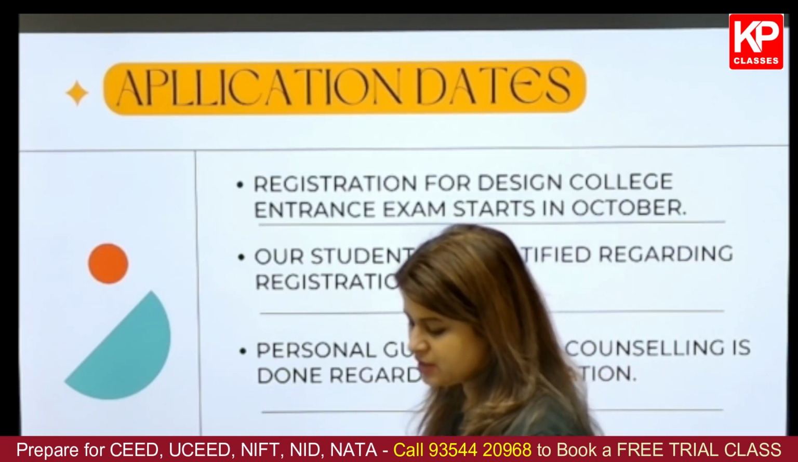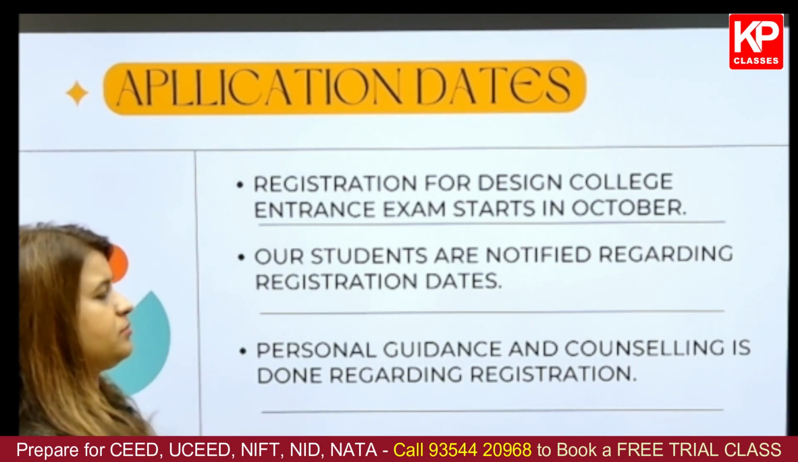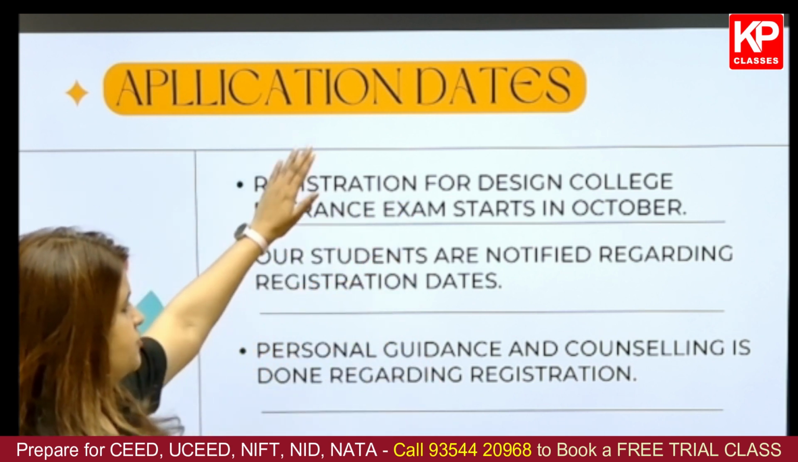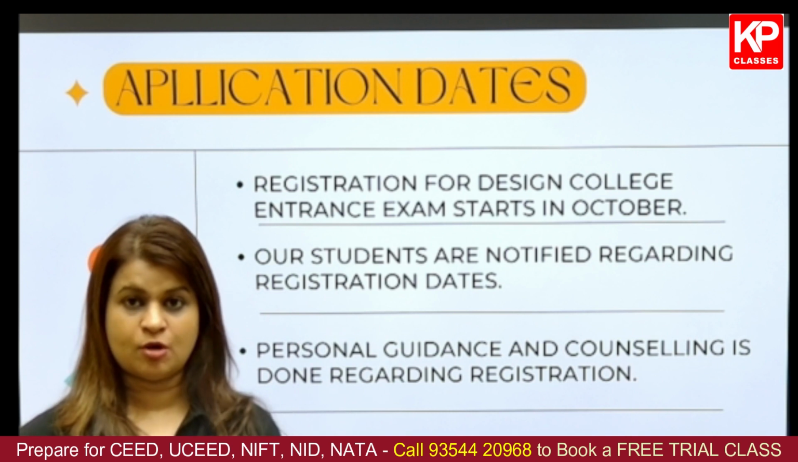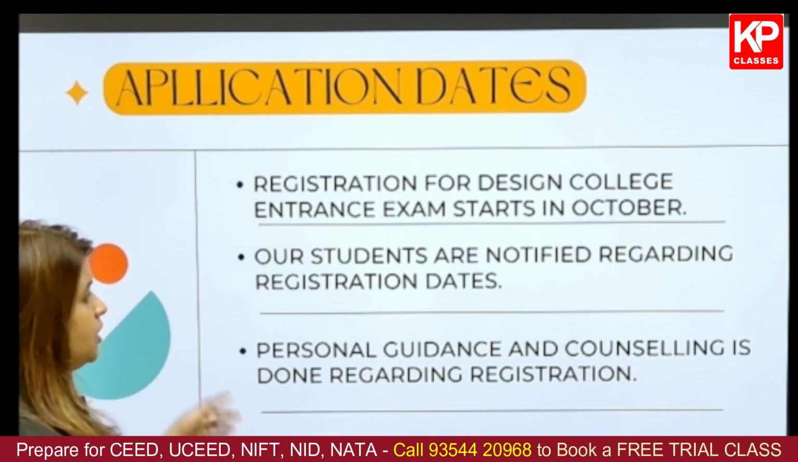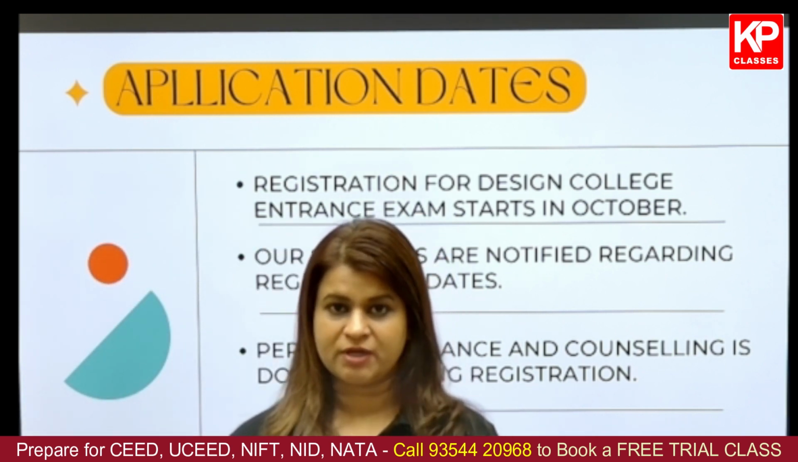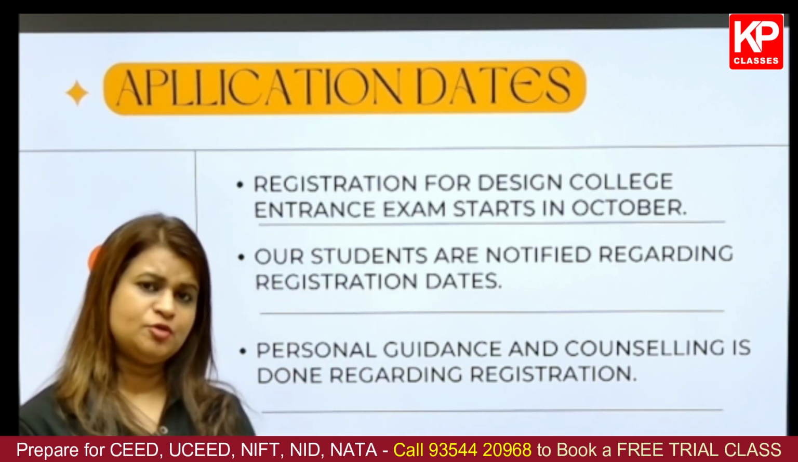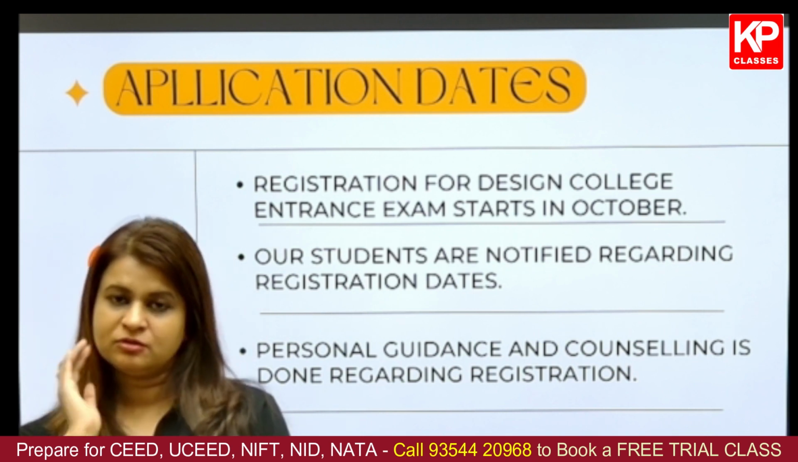Now let's talk about the application dates. So every year the application dates start somewhere near October. So since October, the exam form filling and the registration dates will start coming out. All the students will be notified by us. So you don't have to worry. You're not missing out on any examination, because we will keep notifying you until and unless you fill up the form and share your application numbers with us.